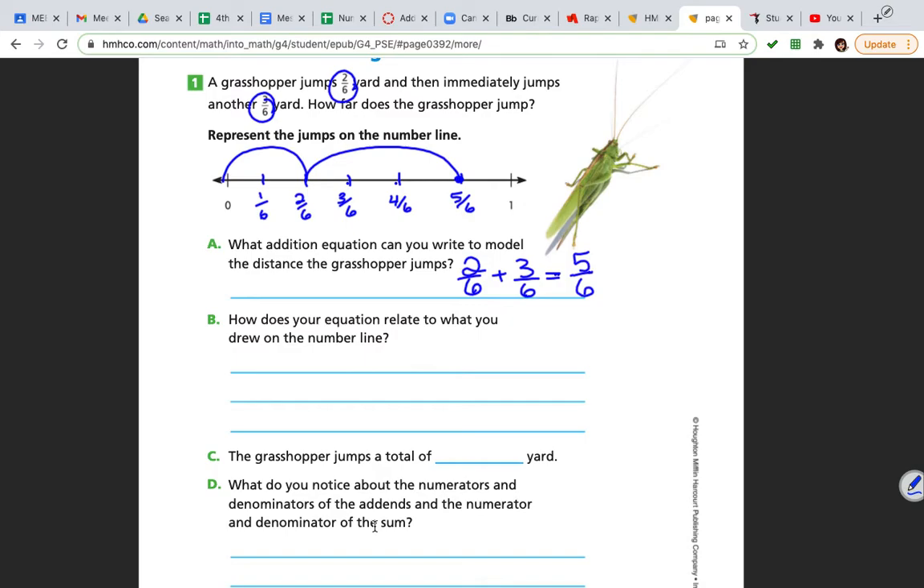How does your equation relate to what you drew on the number line? Well, we drew on the number line the first jump represents the first add-in, and then the second jump is the sum of it. So it says each jump represents an add-in.